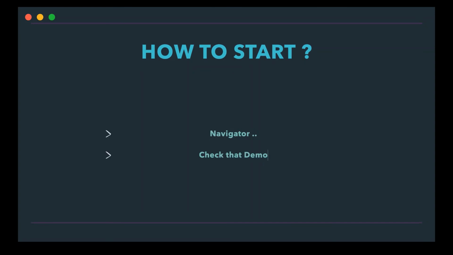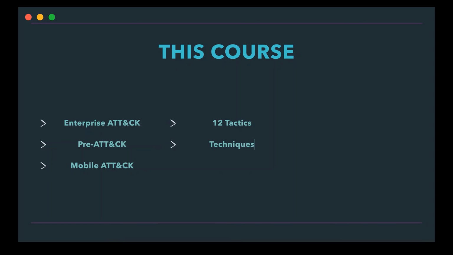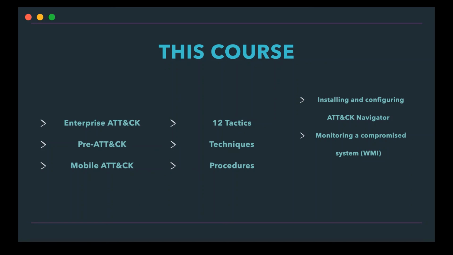We need to see what this course will be about. During this course, we'll be covering a couple of issues. We'll be covering the Enterprise ATT&CK framework, PRE-ATT&CK and Mobile ATT&CK, and we'll be checking the differences between these. And we'll be checking the 12 tactics that are the main point of the ATT&CK framework. We will see the techniques and procedures and how they are structured within this framework. And finally, we'll be going to a practical part, which is installation and configuration of the ATT&CK Navigator app, monitoring a compromised system using WMI, and another system compromised using EternalBlue. And we will see how these two compromised systems can be handled with the help of the MITRE ATT&CK framework.